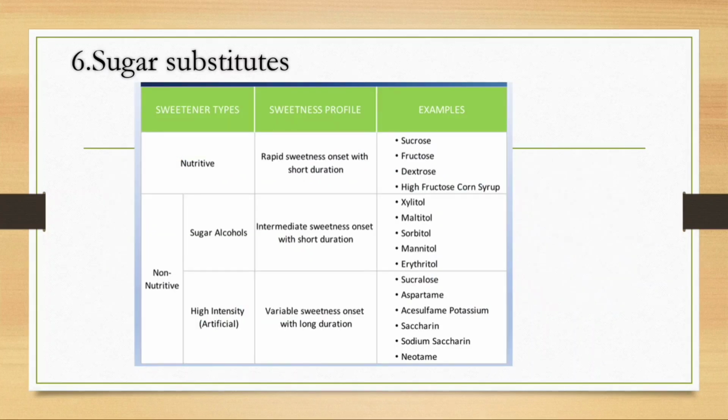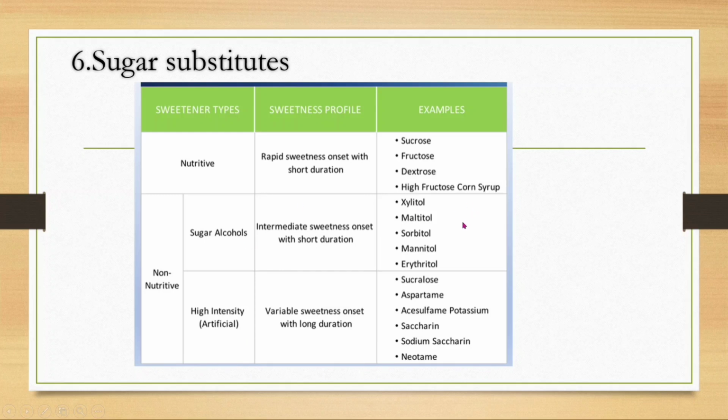Sugar substitutes are substitutes which can be used to manage the problem of carbohydrate, and carbohydrate is the positive thing for caries, so we can manage it by using sugar substitutes. It is classified as nutritive and non-nutritive. Nutritive, we have rapid sweeteners: sucrose, fructose, dextrose, and non-nutritive with alcohol and high intensity artificial ones.